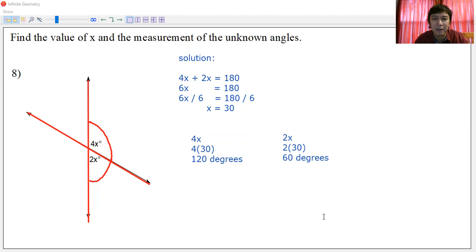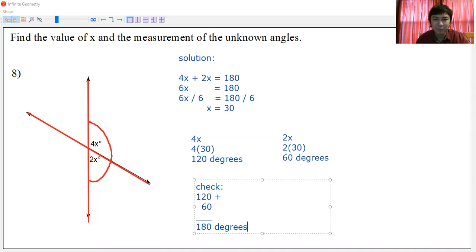So these are the answers: 60 degrees and 120 degrees. Our answer: we have x equals 30, the first angle, the larger, is 120, and the second angle is 60. You can always check your answer. Doing the check, you have 120 plus 60, and that should amount to 180 degrees.